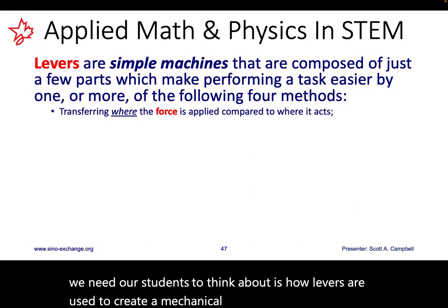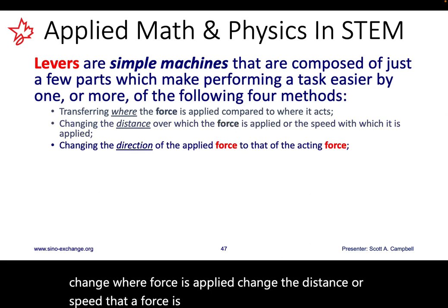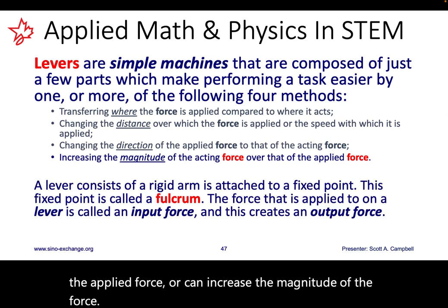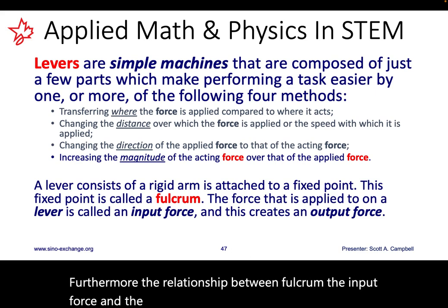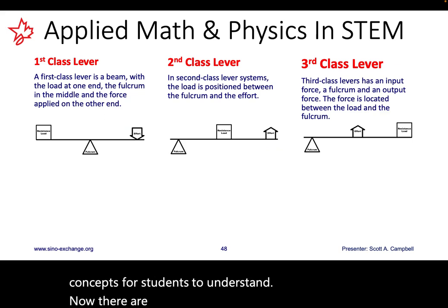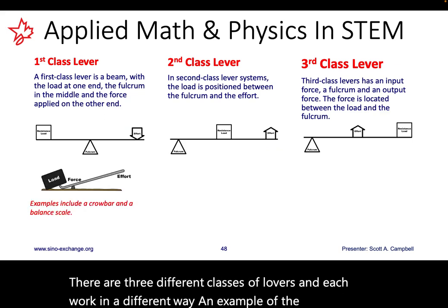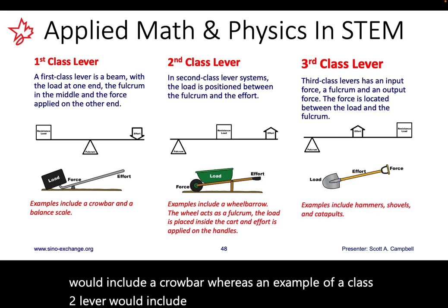A lever can change where a force is applied, change the distance or speed that a force is applied, change the direction of the applied force, or increase the magnitude of the force. Furthermore, the relationship between the fulcrum, the input force, and the output force are important concepts for students to understand. Now, there are 3 different classes of levers, and they each work in a different way. An example of a first-class lever would include a crowbar, whereas an example of a class 2 lever would include a wheelbarrow, and finally, a shovel is a great example of a third-class lever.